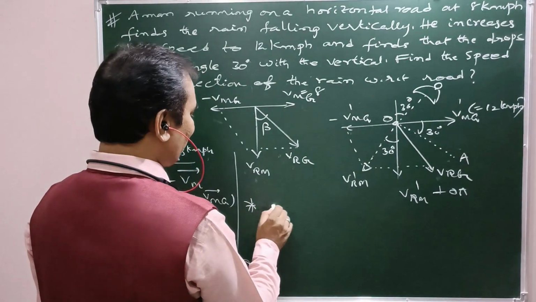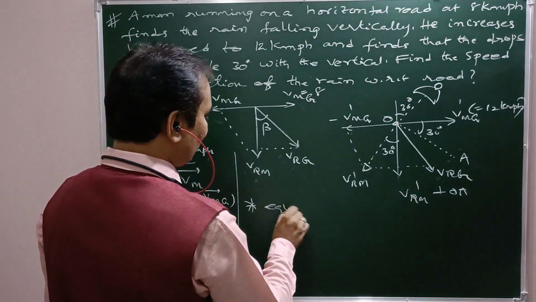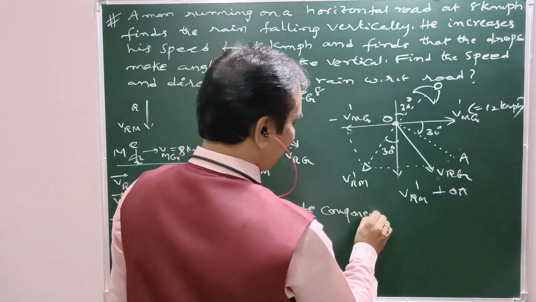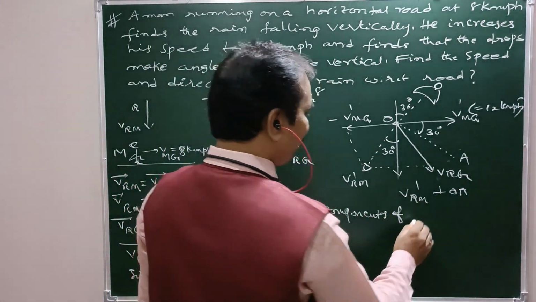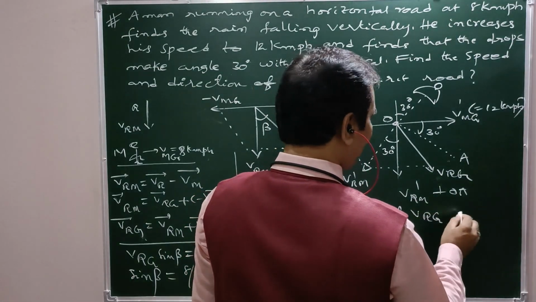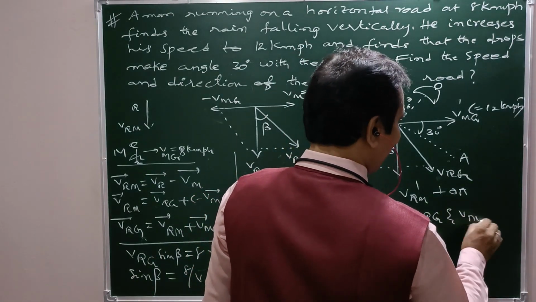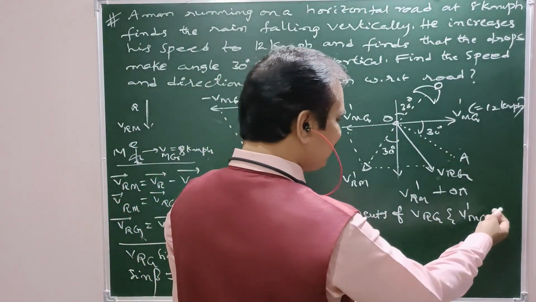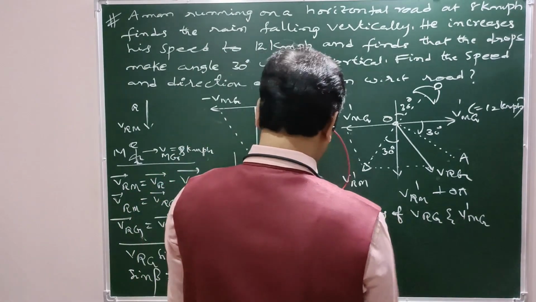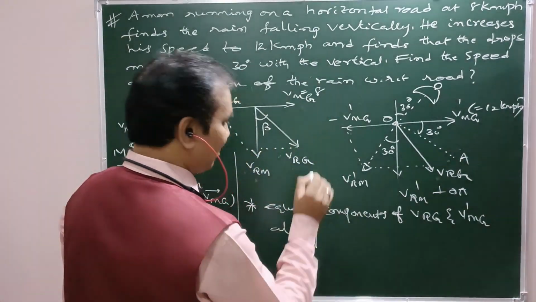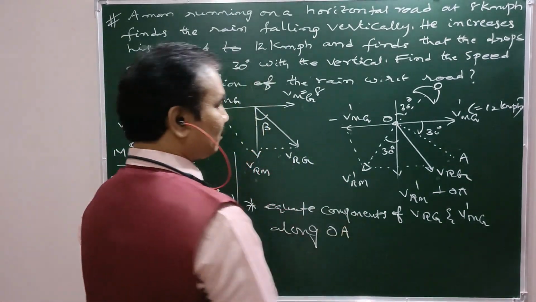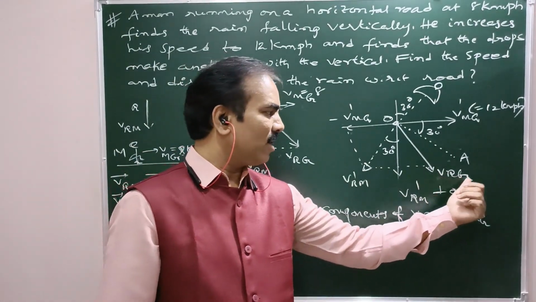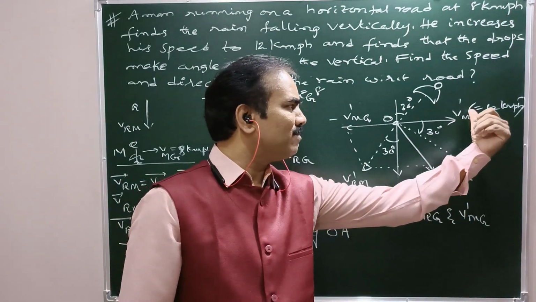Here the point is to equate components of VRG and VMG dash along OA. Right? So along OA we can equate the component of VRG and the component of VMG dash.